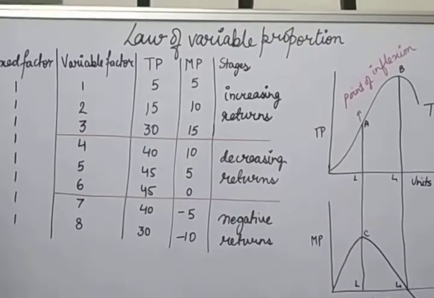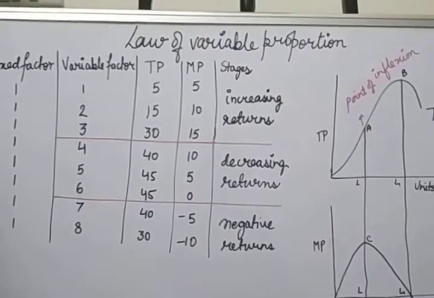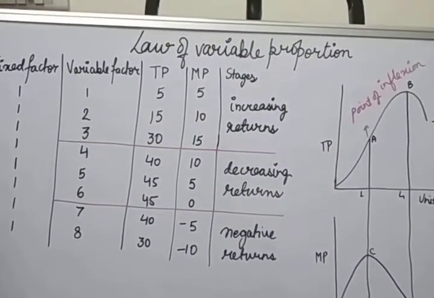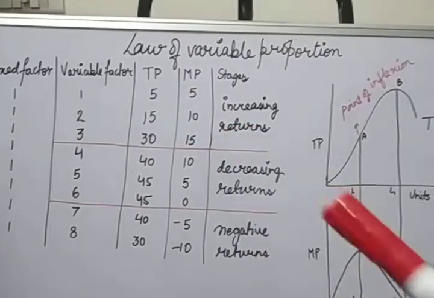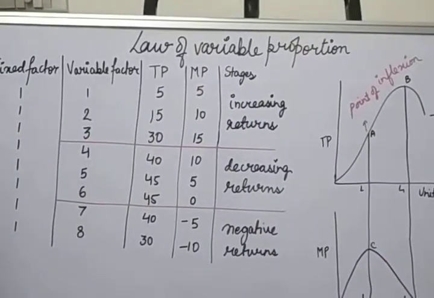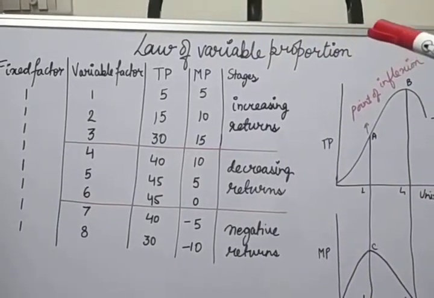Good morning, class. Today we will start the law of variable proportion. Yesterday we already discussed the relationship between TP and MP, MP and AP. Both the relationships we have done. Now, after that, let's start with the law of variable proportion or returns to a factor.